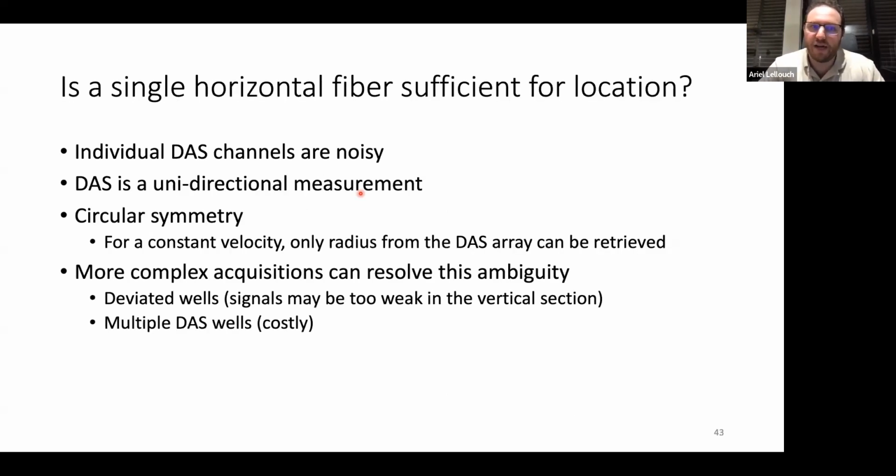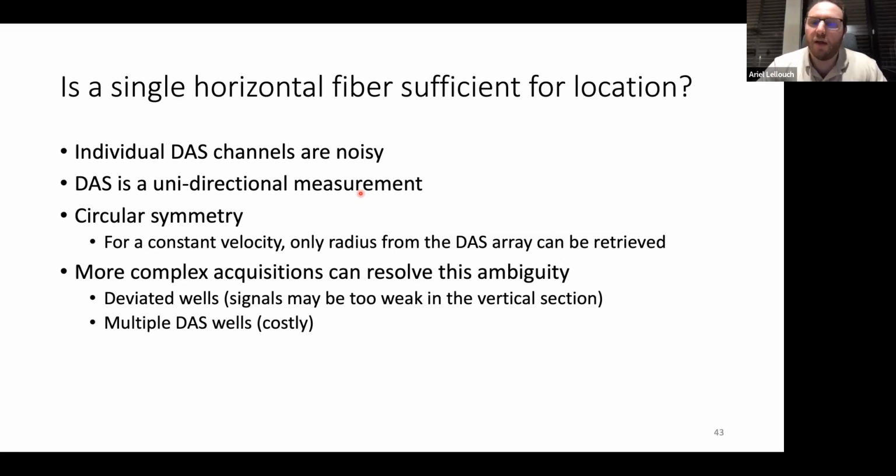So the problem with DAS, as I mentioned, is the directionality, right? So we talked about the fact that you basically have symmetry around the fiber in terms of location. You also have the problem that individual DAS channels are noisier compared to downhole geophones, but that's more of a technicality. The big problem is the symmetry. So in the general case, we have circular symmetry, right? If we have a constant velocity world, we can get the location along the fiber very precisely, and we can get the radius of the event from the fiber, but we cannot get the right location, not in the absolute sense. And the only way you can solve this, seemingly, is to use more complex DAS acquisitions.